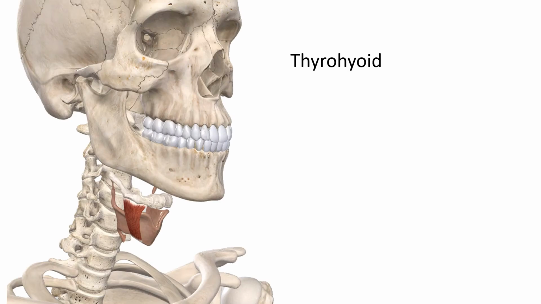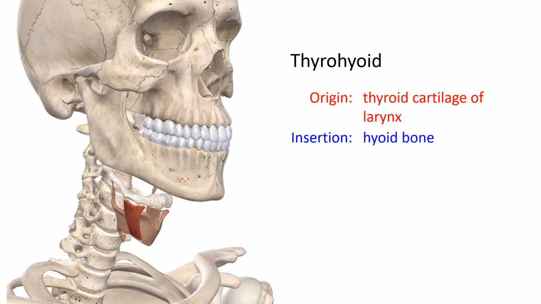So the first muscle that we'll take a look at is the thyrohyoid. Now its origin is the thyroid cartilage of the larynx. If you look at the pink structure in the figure here, that's where the origin actually is. One of the cartilages that, in fact, the largest cartilage that makes up the larynx. The insertion is the hyoid bone. And so you can see where it anchors.